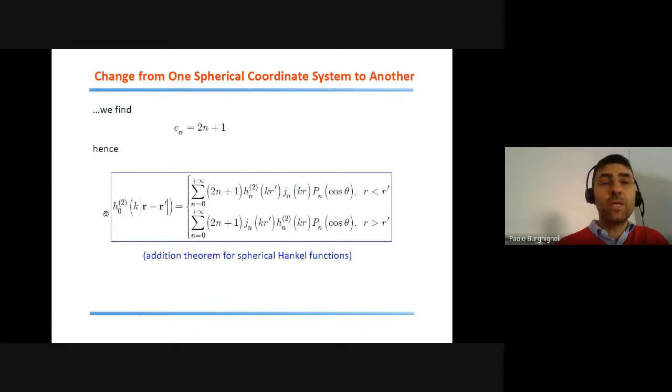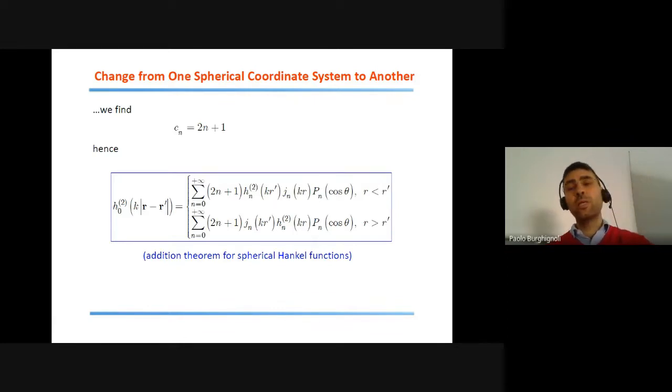So all in all, we have the final result in which a displaced zeroth order spherical scalar function, H0, is expressed in terms of an infinite summation of spherical scalar wave functions of any arbitrary order, n. And this is the so-called addition theorem for the spherical Hankel functions.